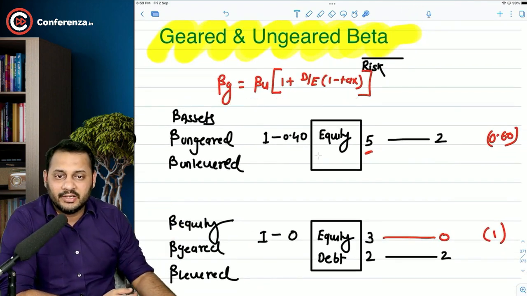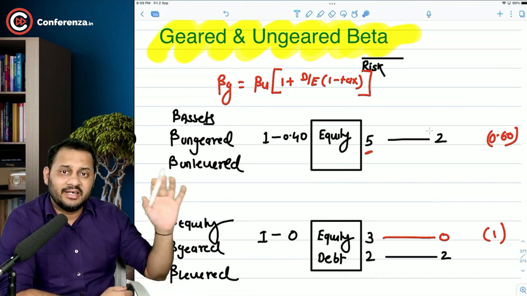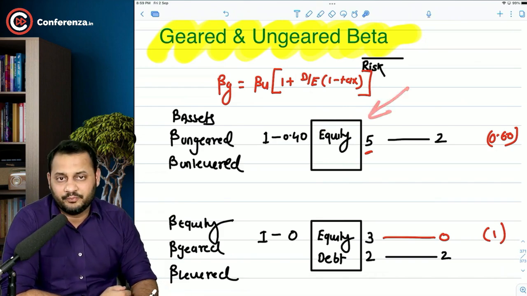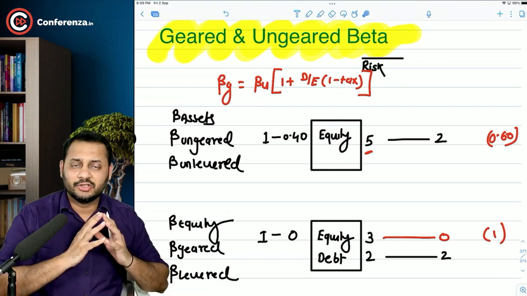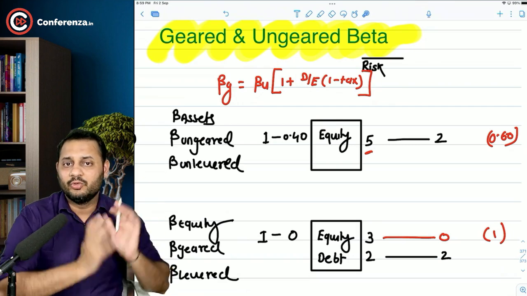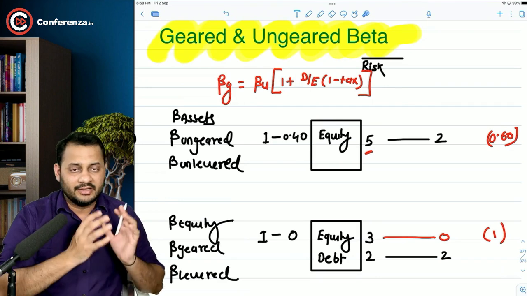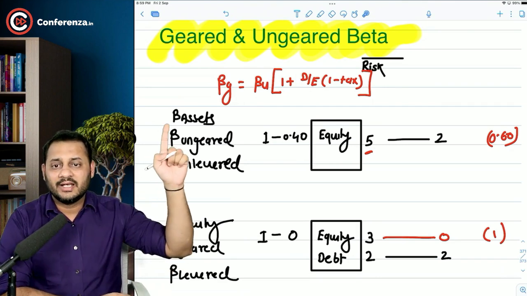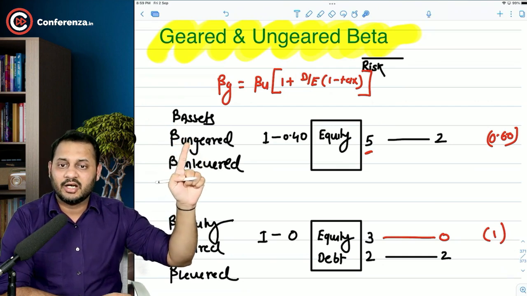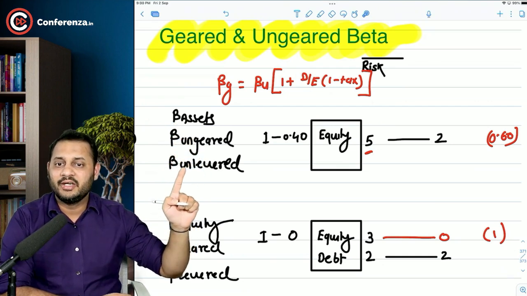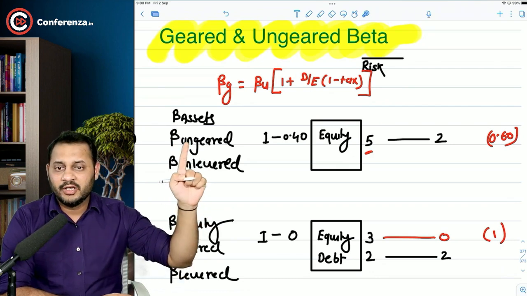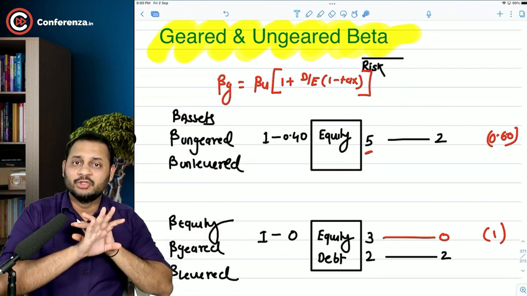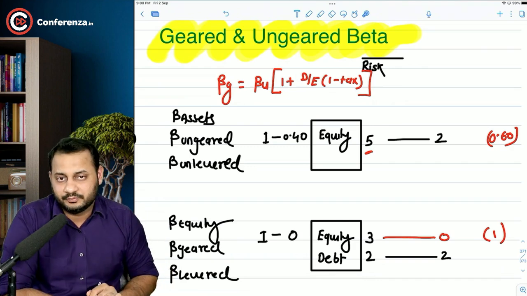Let's say this is a company. And this company is entirely financed by equity. Only equity. There is no outsiders' money included in that company. So that company's risk will always be called the beta of assets, beta of ungeared company, or beta of unlevered company, meaning there is no debt in the company.